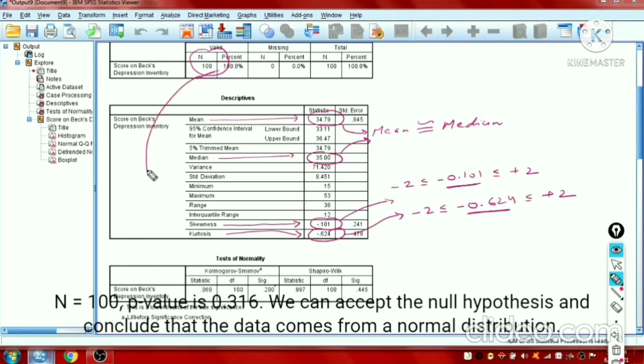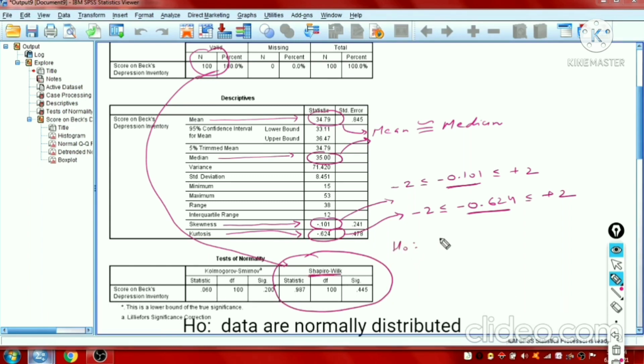As n equals 100, we can use the second part of the test, Shapiro-Wilk. We can accept the null hypothesis as the p-value is 0.445. Here the null hypothesis is that the data is normally distributed.